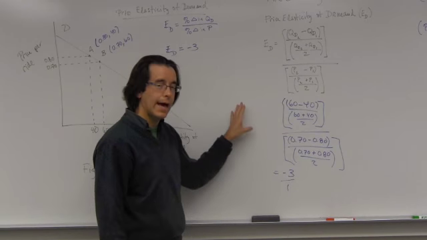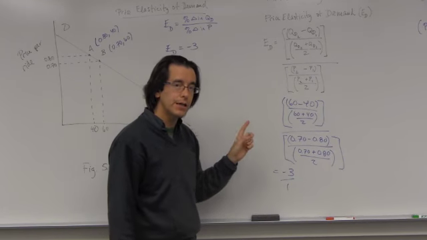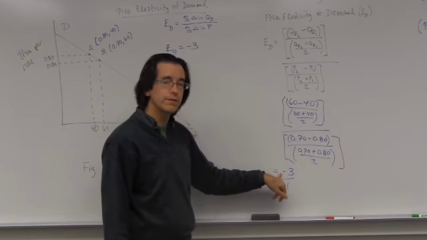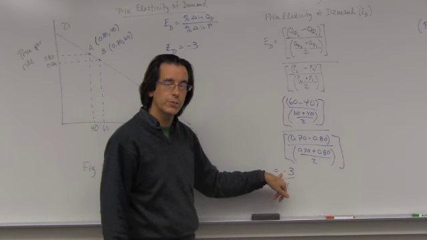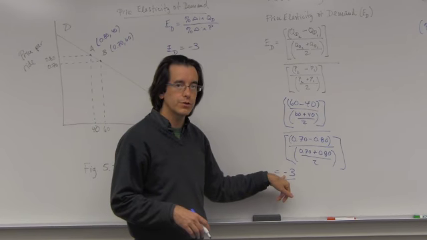And again, if you look at elasticity of supply, you would see a similar thing. The only difference being, instead of a negative value, we would see a positive value because there's a positive relationship between price and quantity for supply.